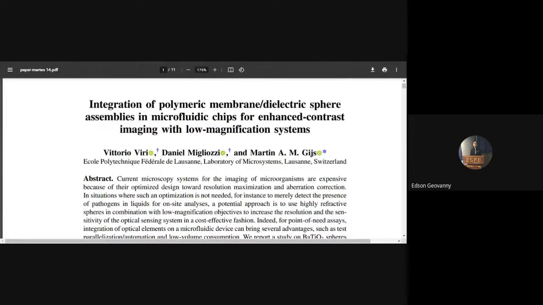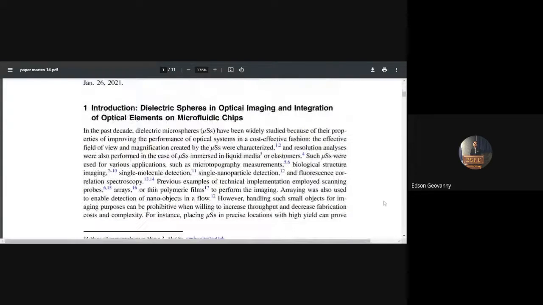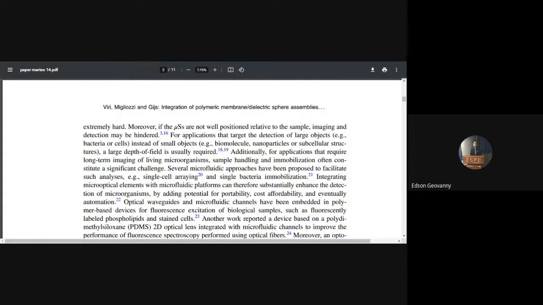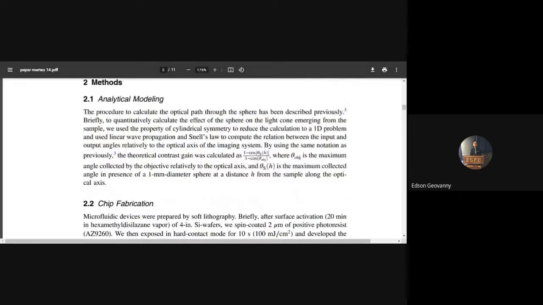This is my topic: integration of polymeric membrane dielectric sphere assemblies in microfluidic chips for enhanced contrast imaging with low magnification systems. Microscopy systems are spacing to detail optical design. Spheres are used in combination with low magnification objectives to cost-effectively increase the resolution and sensitivity of the optical detection system.